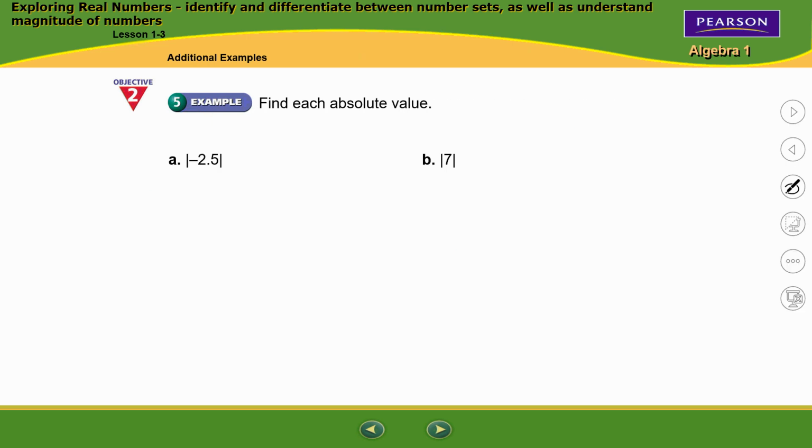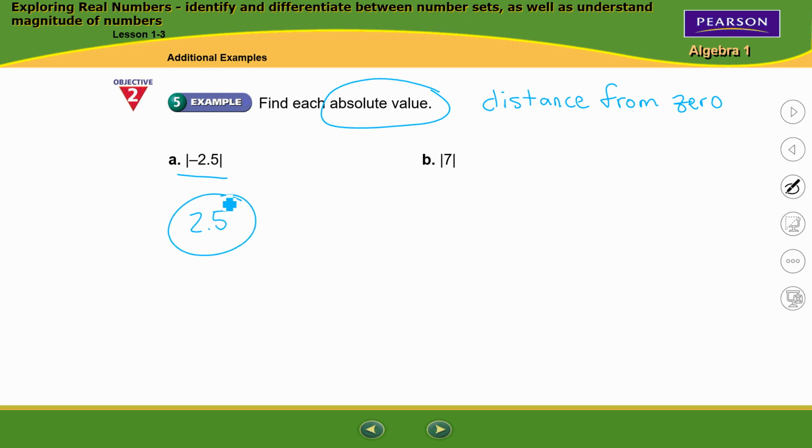Find each absolute value. Absolute value is distance from 0. So I'm asking myself, in this case right here for letter A, how far is negative 2.5 from 0? It is 2.5 units away from 0. How far is 7 from 0? It is 7 units from 0.